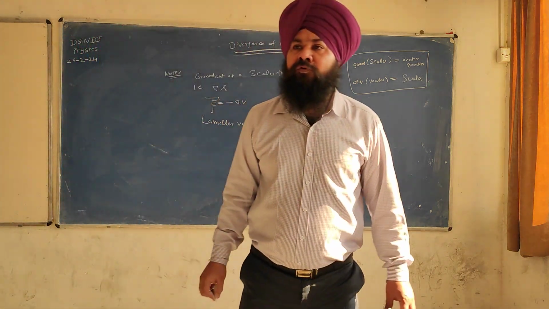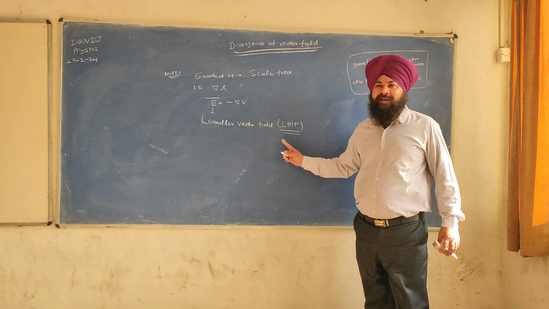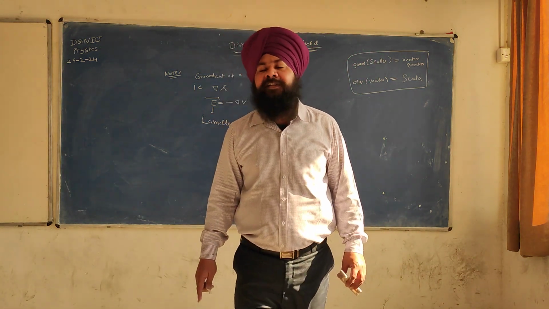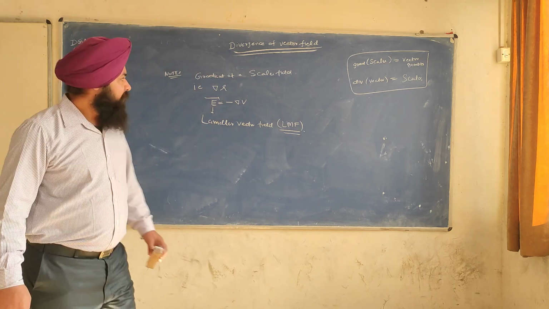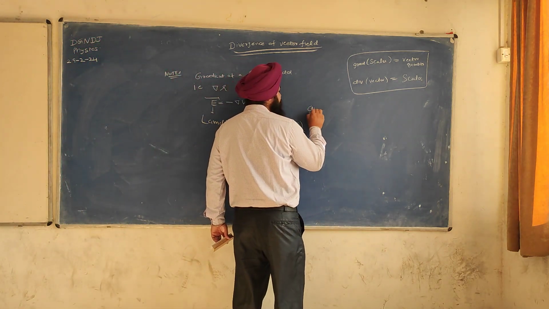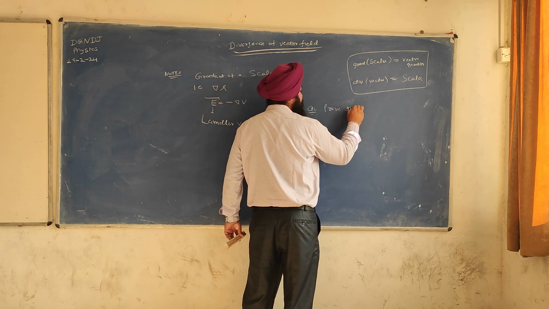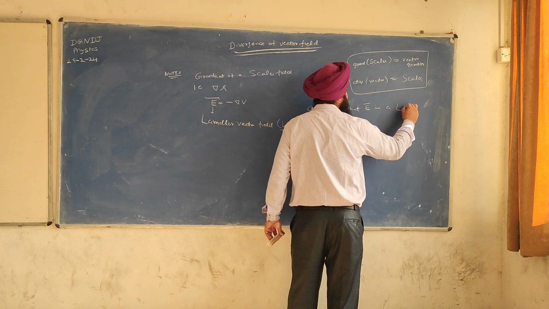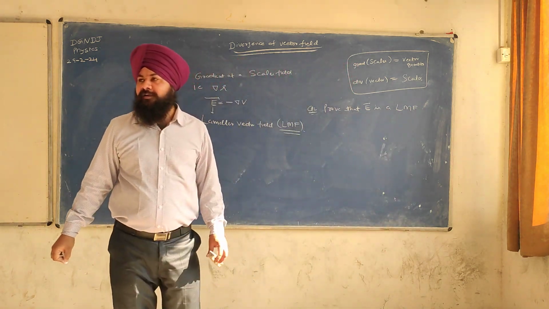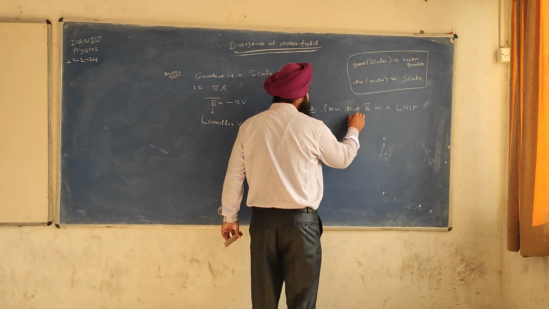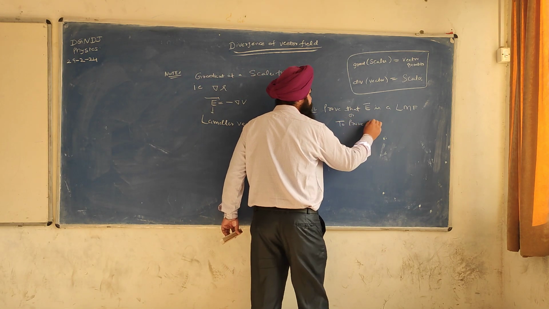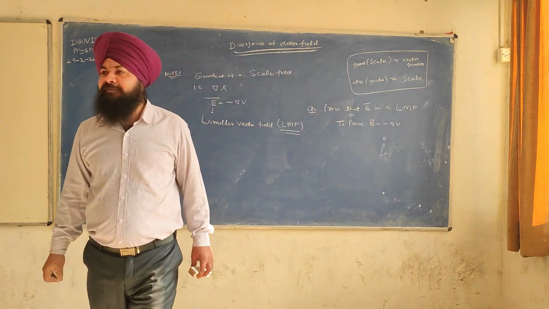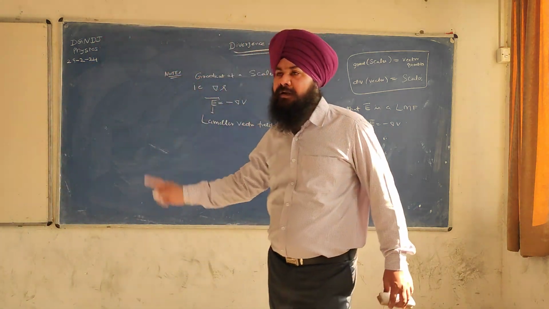How will the numerical come? Prove that E vector is a laminar vector field. So you have to prove E is equal to minus del V. That we have already done. So how will the question come? Prove that E vector electric field is a laminar vector field. It means we have to prove E is equal to minus del V. That we have done already in the class in two ways.